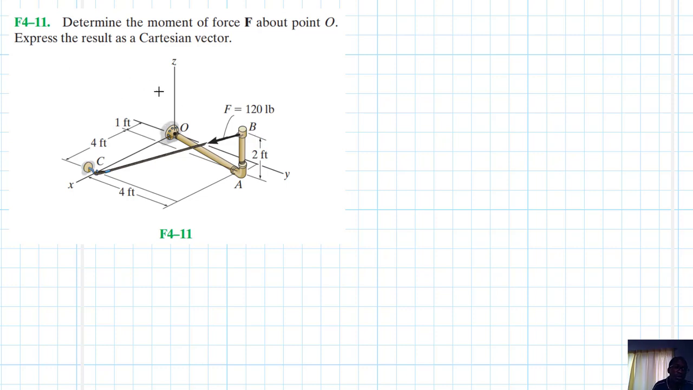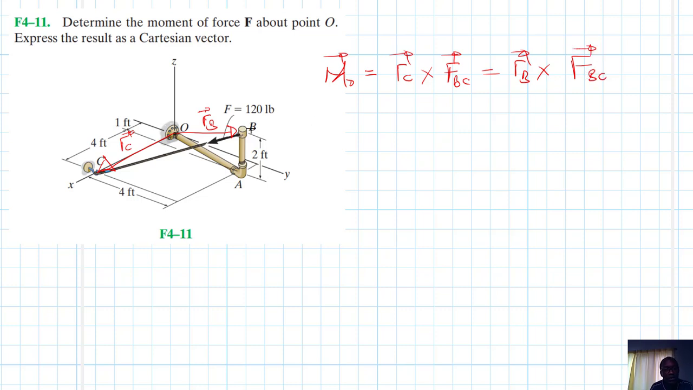So we have two alternatives. We have this one here, which we can call RC, and this one here, which we can call RB. Any of these can give us the same results. So the moment about point O is equal to RC cross F, which I'm going to call FBC, and is also equal to RB cross FBC. Any of these will give us the same results.